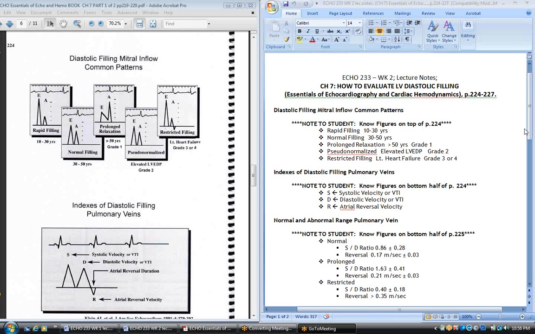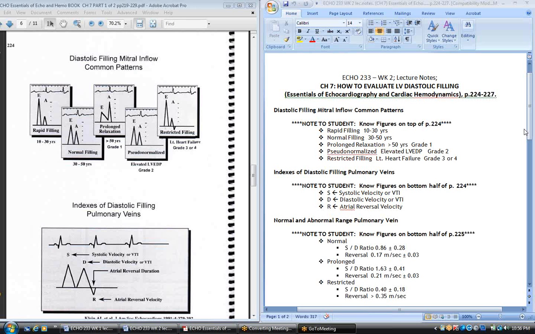Tonight we're going to talk about Echo 233 week 2, which is dealing with Chapter 7, How to Evaluate LV Diastolic Filling in the Essentials of Echo book. Specifically, page 224 is where we're starting.